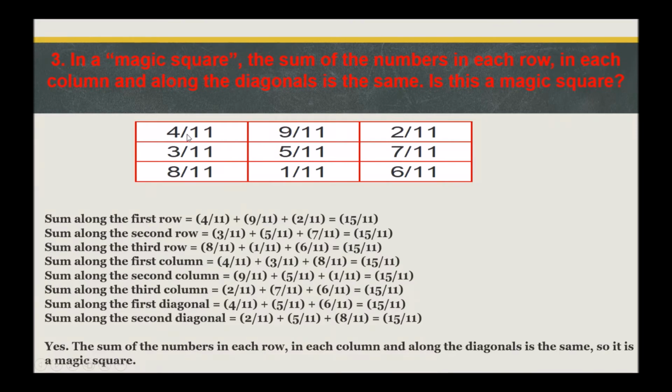Now the first diagonal, that is 4 upon 11, 5 upon 11 and 6 upon 11. So it is 15 upon 11. Second diagonal, 2 upon 11, 5 upon 11 and 8 upon 11. It is also 15 upon 11. So yes, the sum of the numbers in each row, in each column and along the diagonals is the same. So it is a magic square.